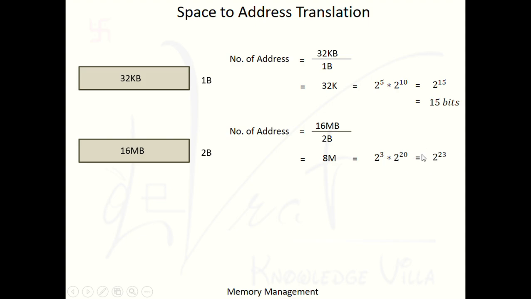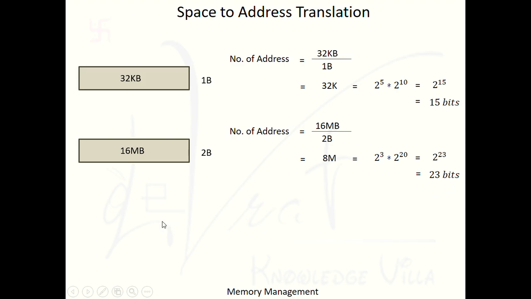So our answer to how many addresses we can place in this memory block with the size of each address being 2 byte is that we can place 2 raised to 23 addresses in this memory block. And if the question is how many bits are required to generate these 2 raised to 23 addresses, we can say that 23 bits are required.